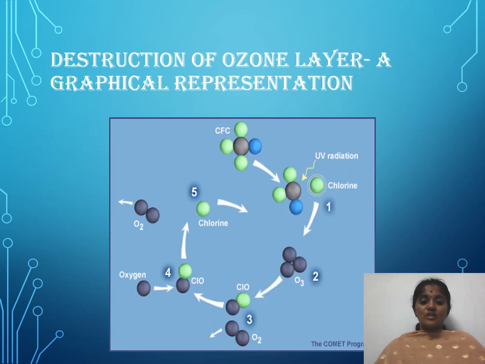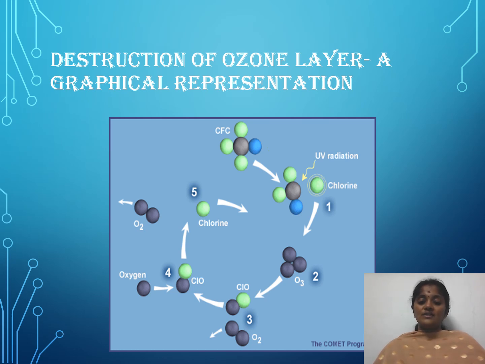The destruction of the ozone layer is shown in the graphical representation. Chlorofluorocarbon, when interacting with UV radiation, releases chlorine. This chlorine is removed as a free radical, leaving the carbon and fluorine atoms. When this reacts with the ozone, it forms ClO, the free radical, which is very active chlorine. This will take up oxygen from the ozone and form ClO, leaving behind oxygen. This oxygen goes to the Earth's atmosphere.